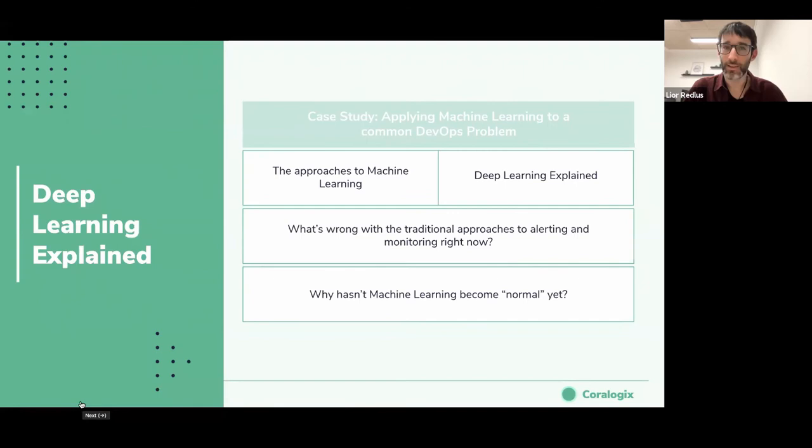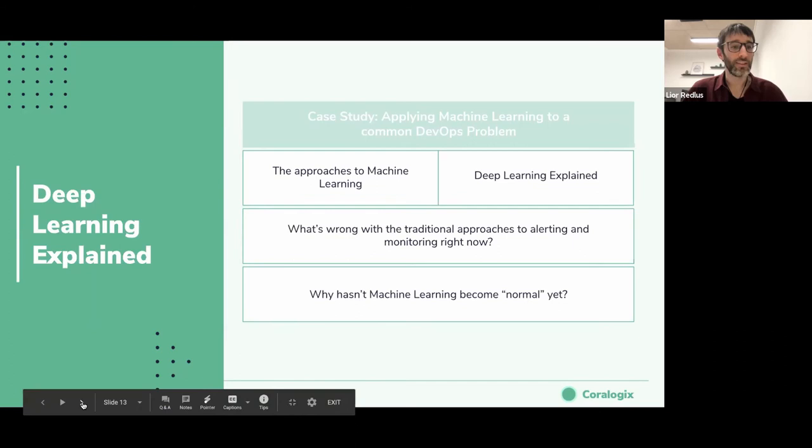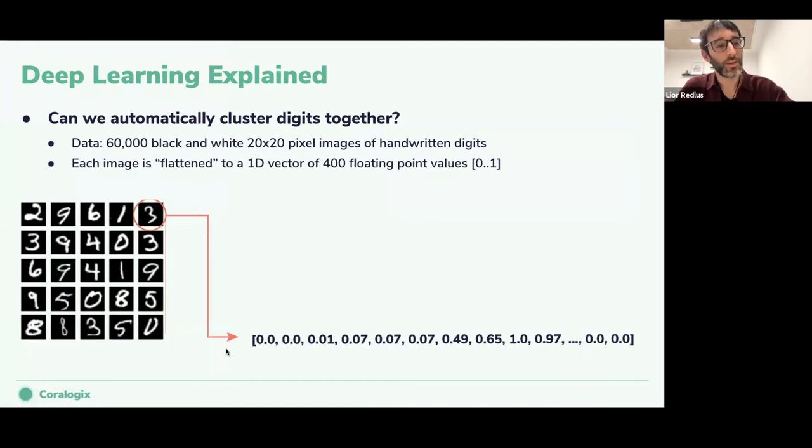So on the next slide, we can see what this data looks like. This is the classic data set known as MNIST. It's 60,000 black and white 20 by 20 pixel images, handwritten, and we want to know how we cluster them together. We want to know which ones are threes, which are ones, which are nines, etc.